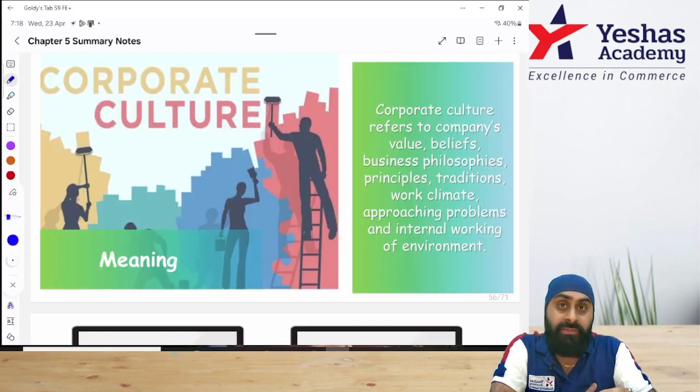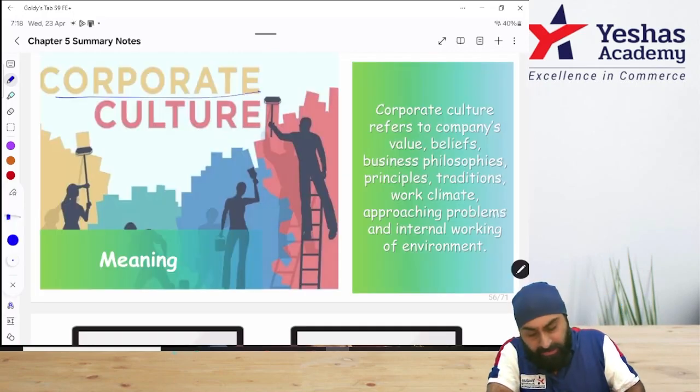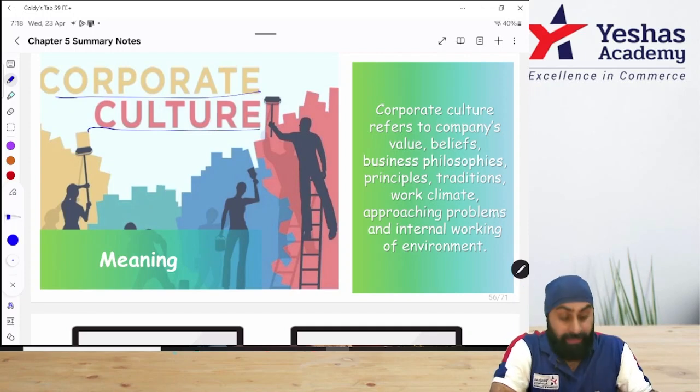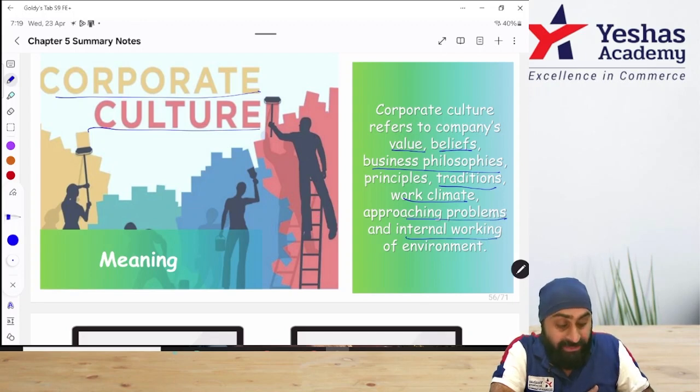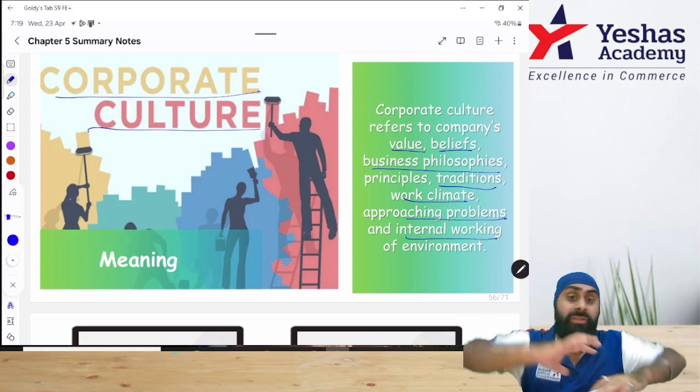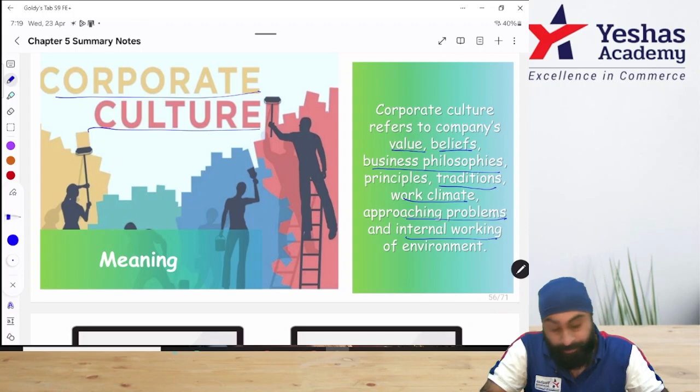So guys, the next topic that we're going to do is called corporate culture. It's a very important topic. It tells you the company's values, beliefs, business philosophy, the traditions of the company, the work climate of the company, how it approaches problems, and the internal working of the environment. So it talks about the entire company as a whole.